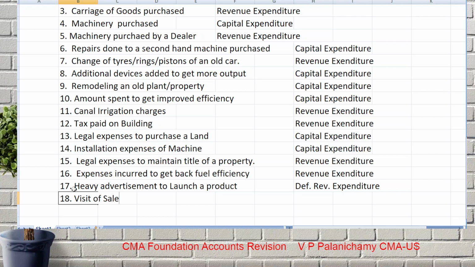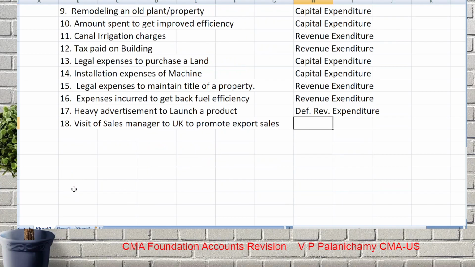Visit of sales manager to UK to promote export sales. We are sending our sales manager to UK to promote what? Export sales. It's part of business. It is part of which one? Business revenue expenditure. Deferred revenue expenditure கிடையாது. அதோட benefit 4 years 5 years எல்லாம் இருக்காது. Okay, you just travel to UK for promoting your products. That benefit will be there only for what? Shorter run.